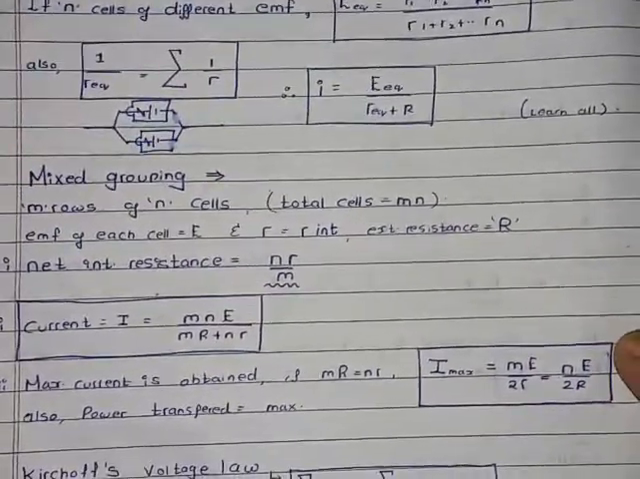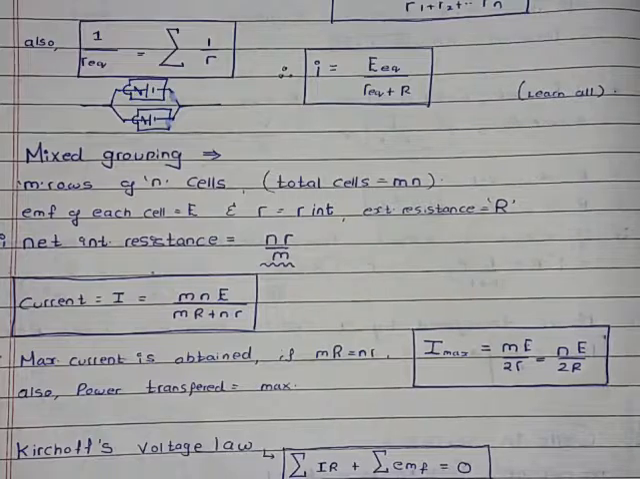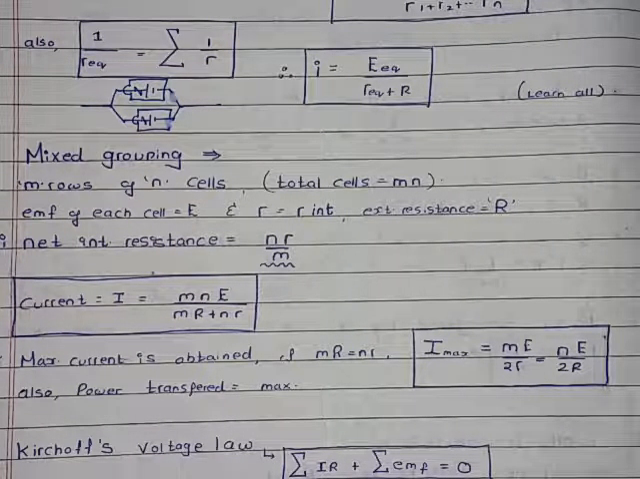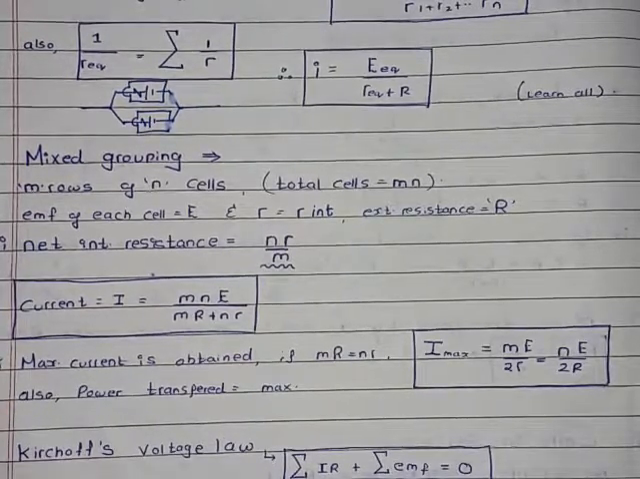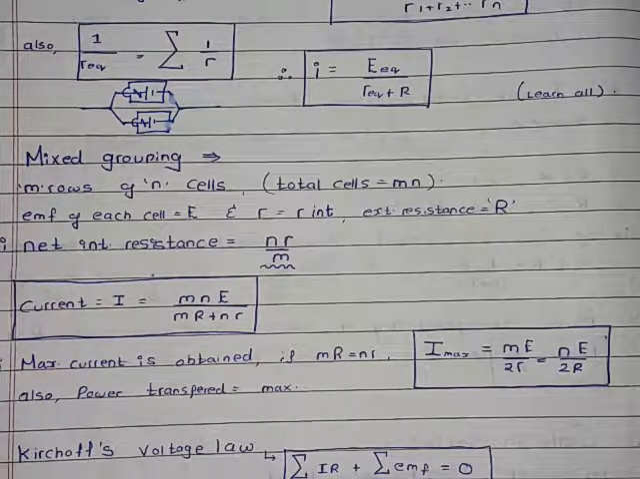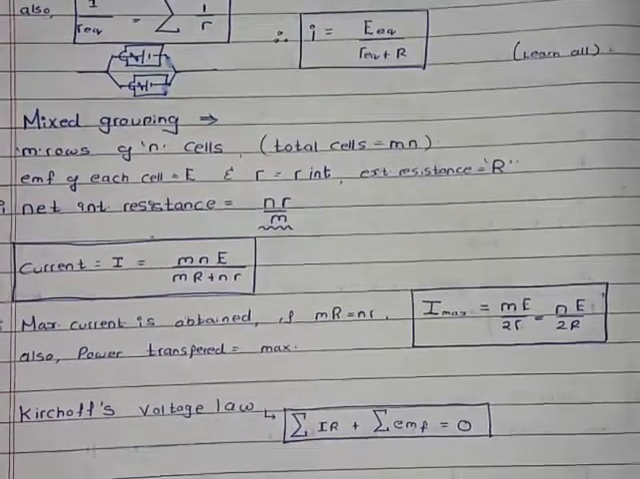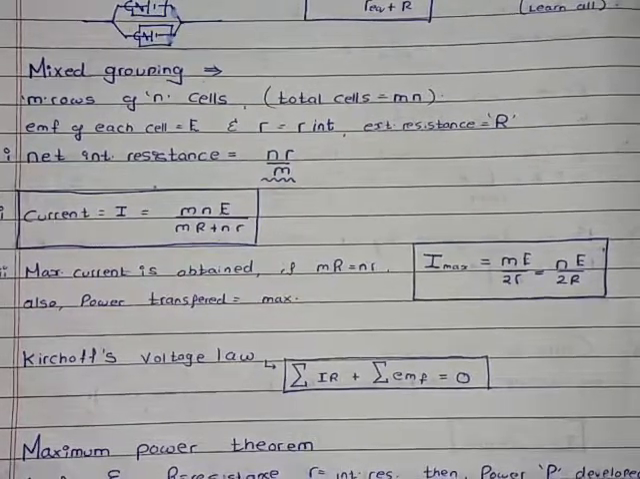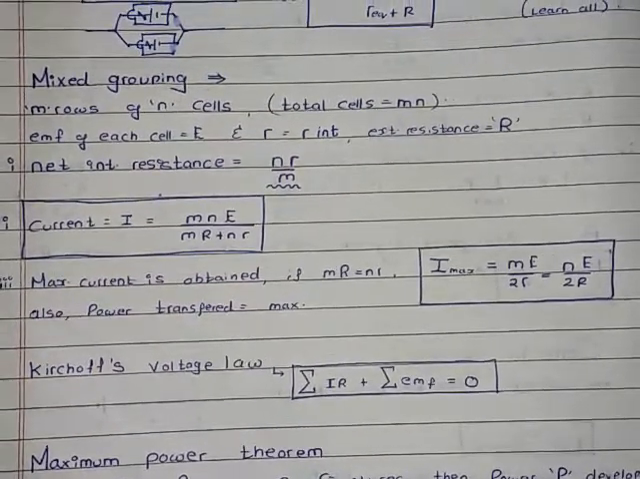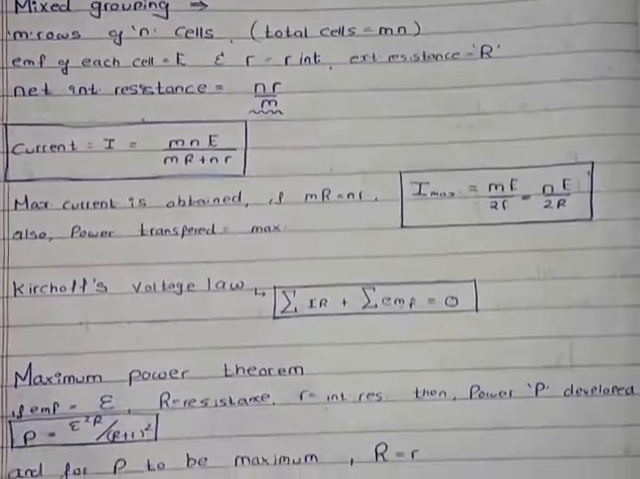Now what is mixed grouping? If there are m rows of n cells, okay, now the number of rows is m, and the cells in each row are n. That means total cells would become m times n. EMF is E and r is the internal resistance, then current equals m times n times E upon mr plus nr. I don't think that's quite important. If you have just learned the formula, then okay.